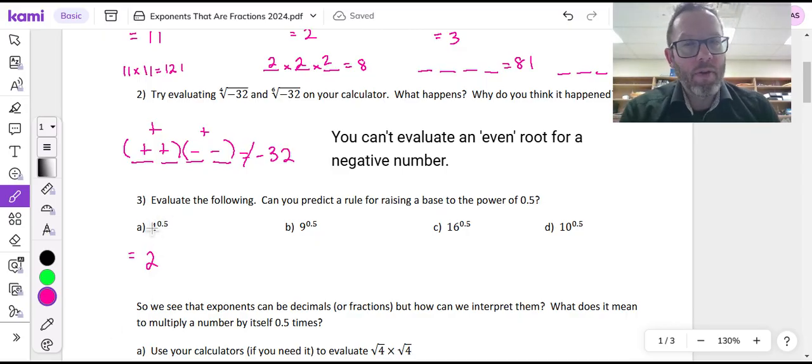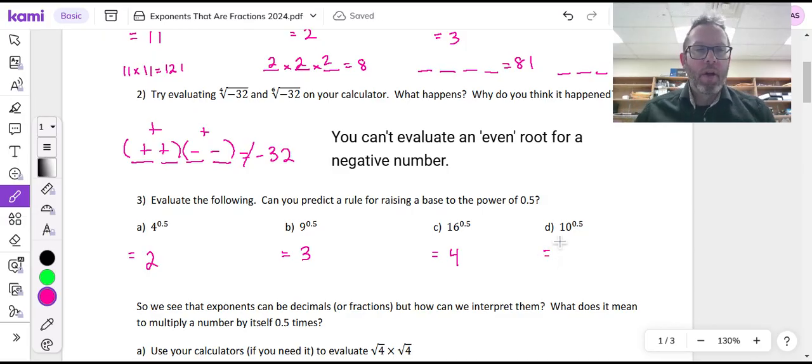Now, you might be thinking, well, 4 times 0.5 is equal to 2, so do I just get half the number? Well, let's try with 9 to the power of 0.5. You're not going to get 4.5 here. 9 to the power of 0.5 is actually 3. 16 to the power of 0.5 is 4. I'm assuming you've tried these out. Now, 10 to the power of 0.5 doesn't give you a whole number. I got about 3.16.